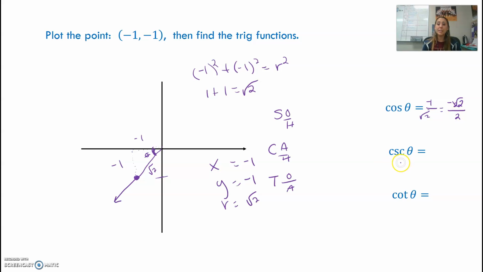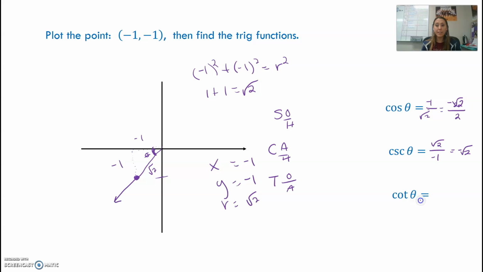So then the cosecant is going to be the reciprocal of sine. So if sine is opposite over hypotenuse, then the cosecant is going to be the square root of 2 over -1, because that is the opposite side, and so then I end up with negative square root of 2.